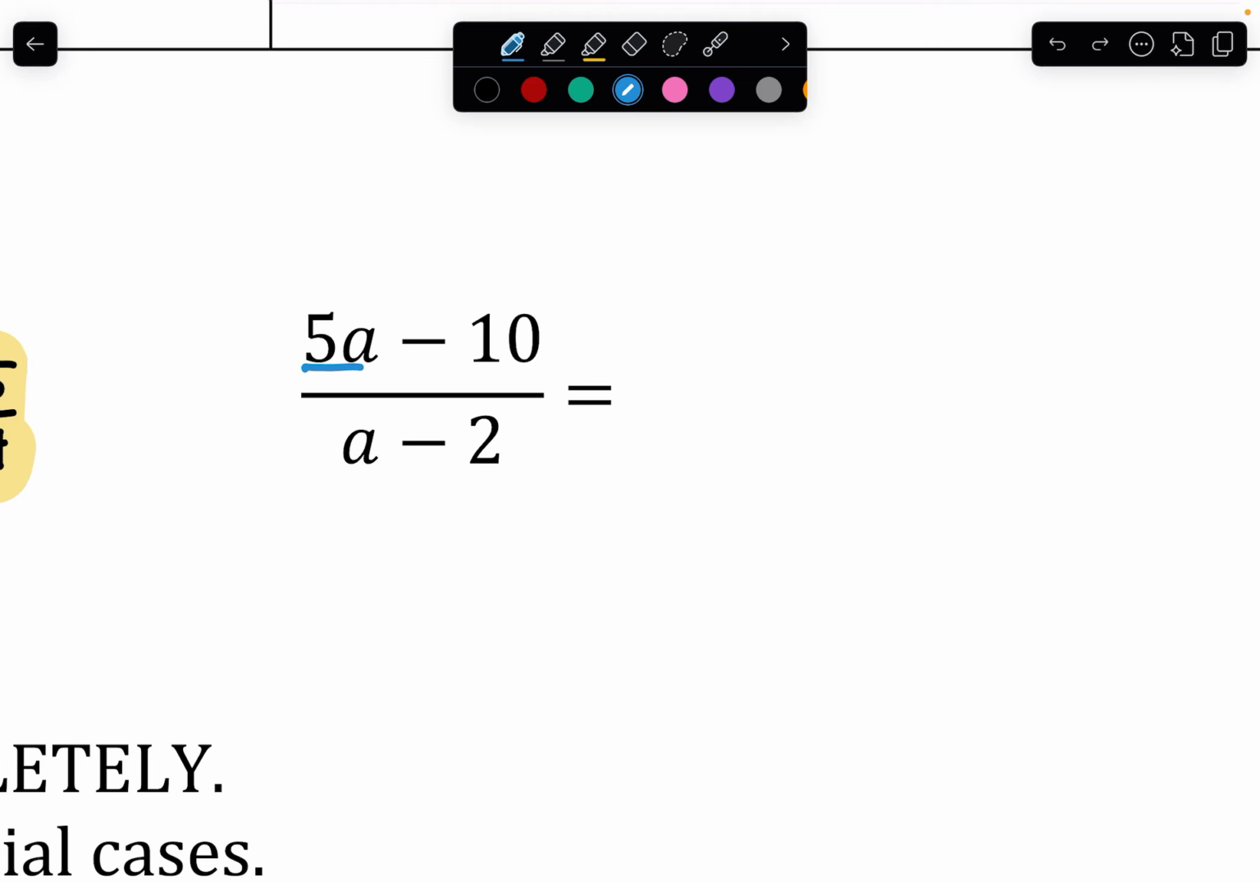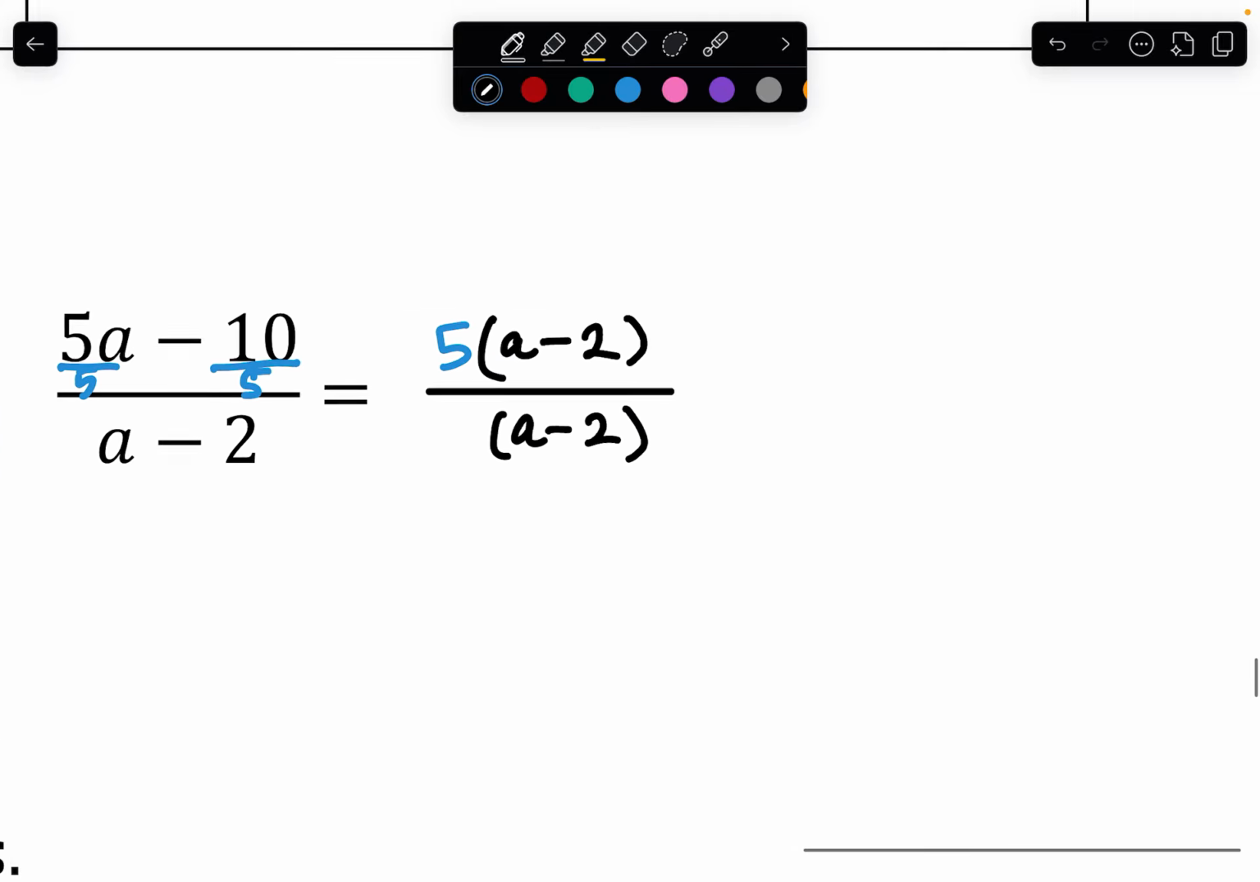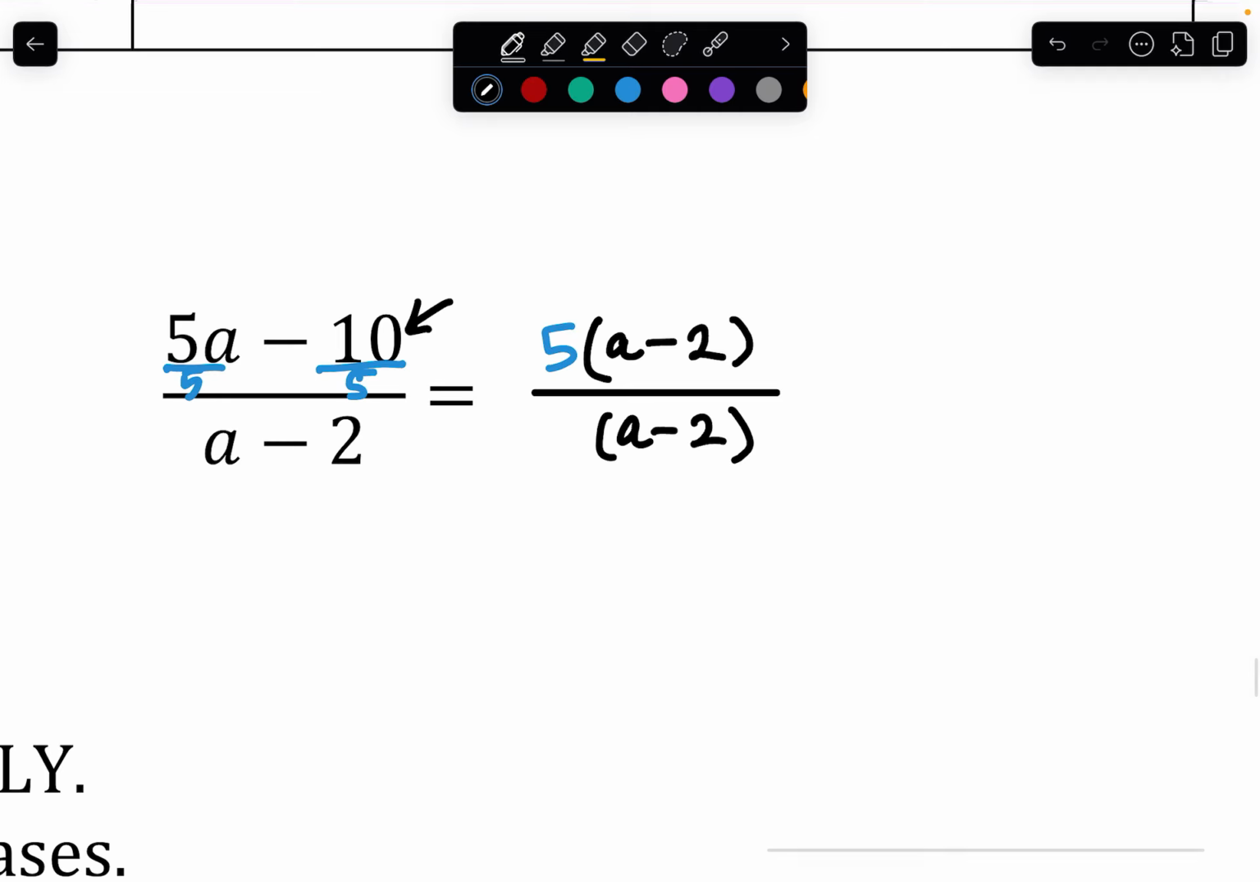And so recognizing that this 5a minus 10, we can factor out a 5 as a GCF, which would leave us with a minus 2. And then on bottom, we still just have that a minus 2. I'm going to go ahead and put it in parentheses because we can't do anything with that. And now, just by factoring this numerator, I can see that the numerator has an a minus 2 and the denominator has an a minus 2.